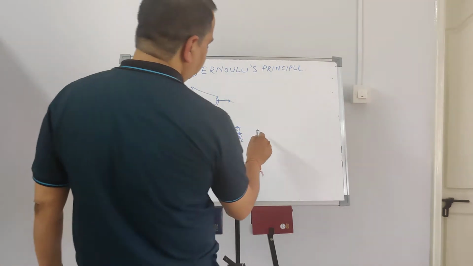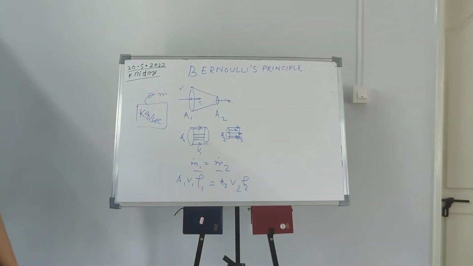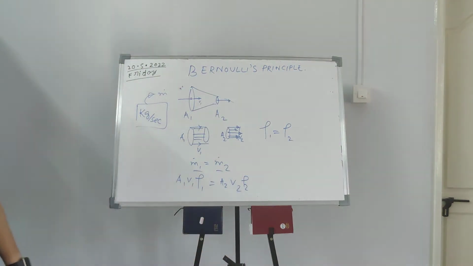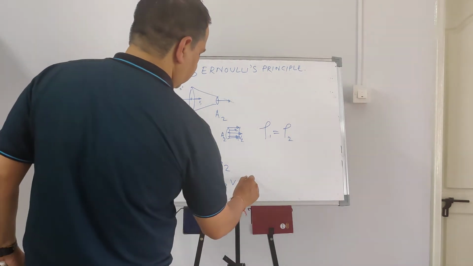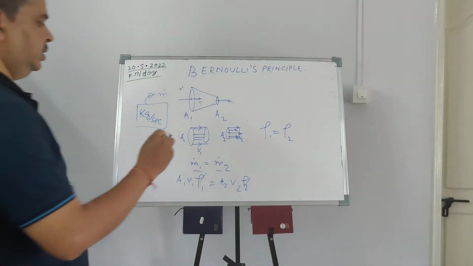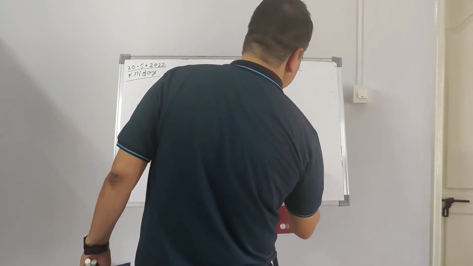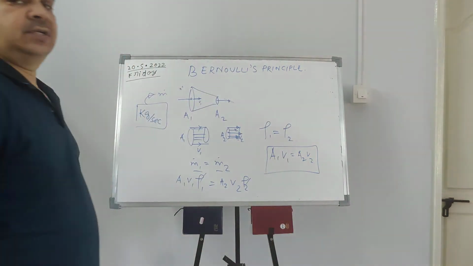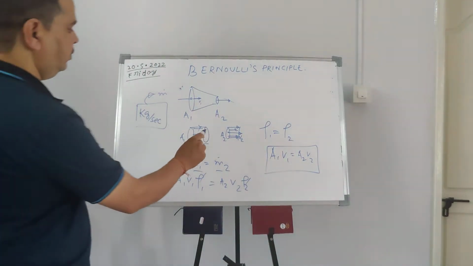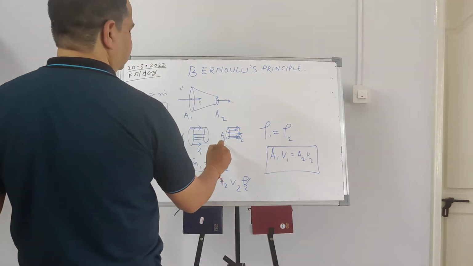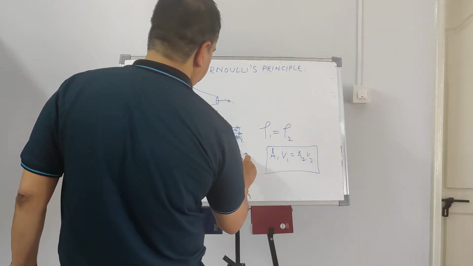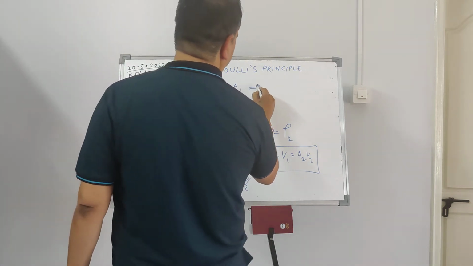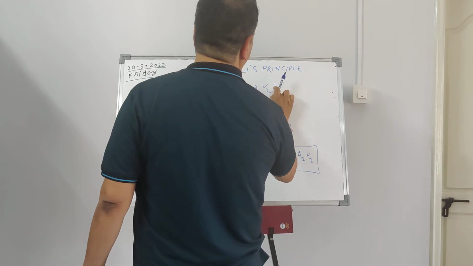Again we know liquids like water are incompressible. That's the reason why rho 1 is equal to rho 2. So the density is equal, and if density is equal, this can be cancelled out. So that's why A1 V1 is equal to A2 V2. That is the equation of continuity, okay. Here what you can observe is that A2 is less than A1. If A2 is less than A1, that implies V2 is greater than V1.